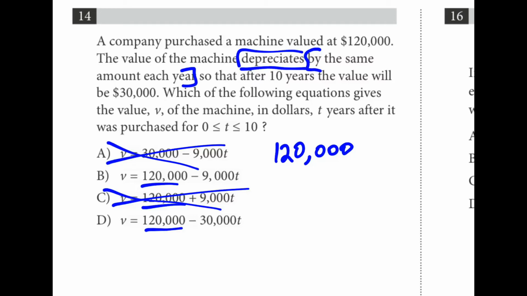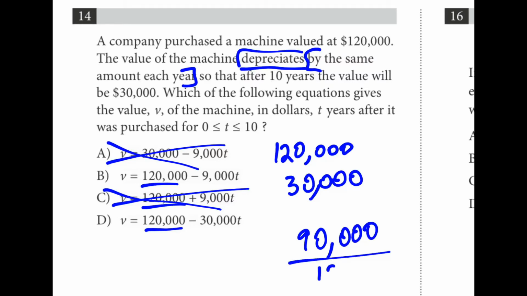So if we end up at 30,000 over 10 years, well, what's the difference between these two? The difference is 90,000. And if we divide that by 10 years, that's how we get 9,000, and it's going down. B is your best choice.